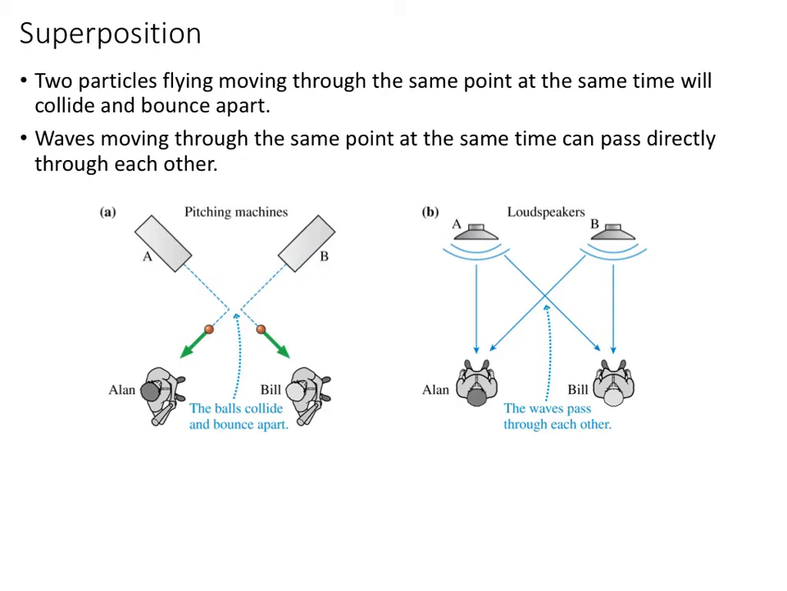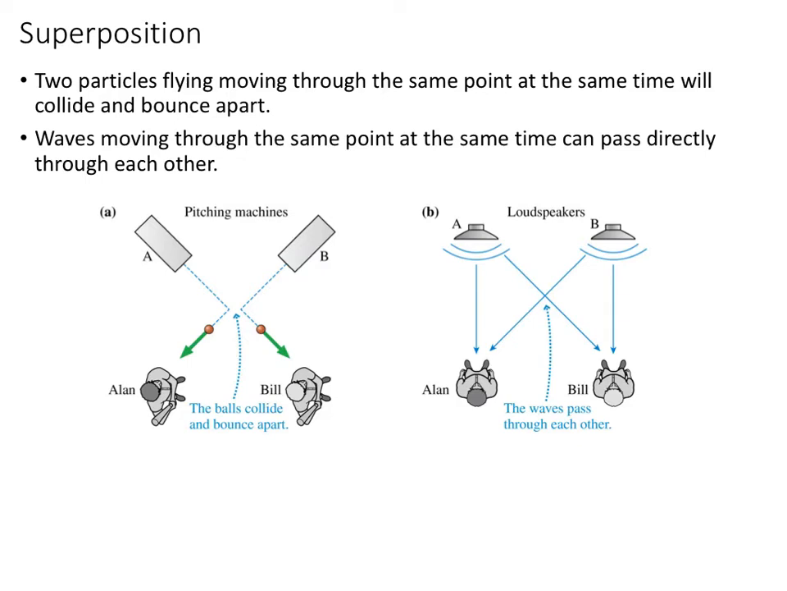Now, if you have two particles that collide, say I have two pitching machines. Machine A shoots a ball towards Bill, machine B shoots a ball towards Alan, but they shoot them at the same time and the balls collide. The balls will collide and bounce apart.